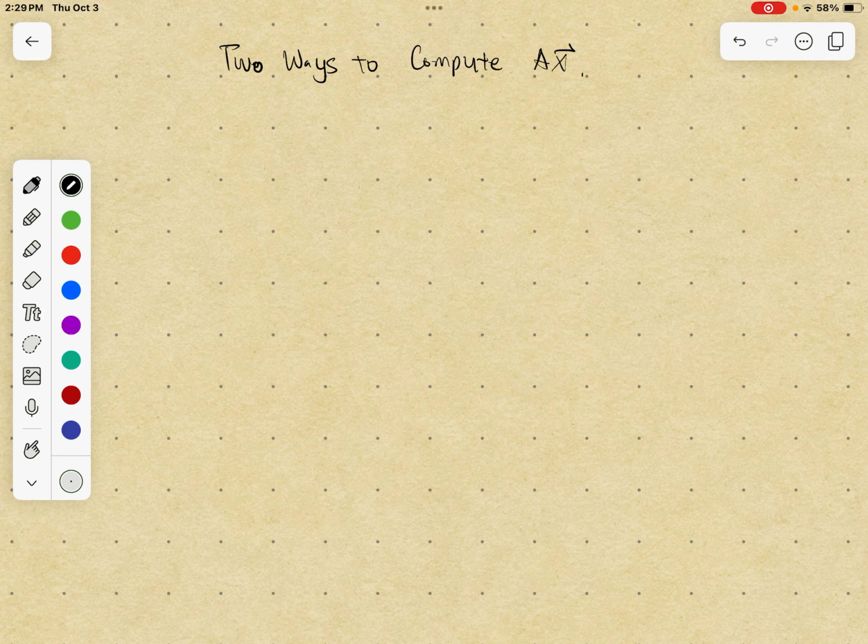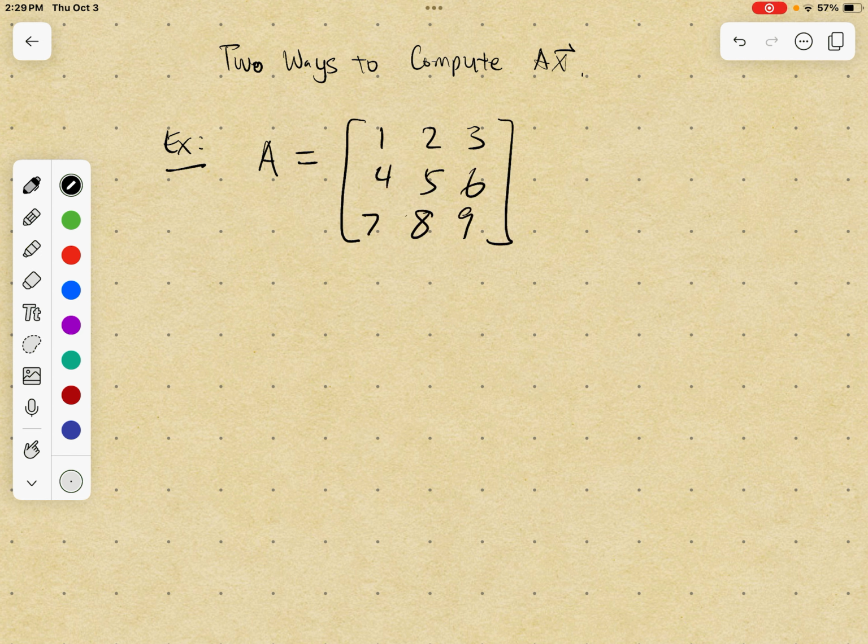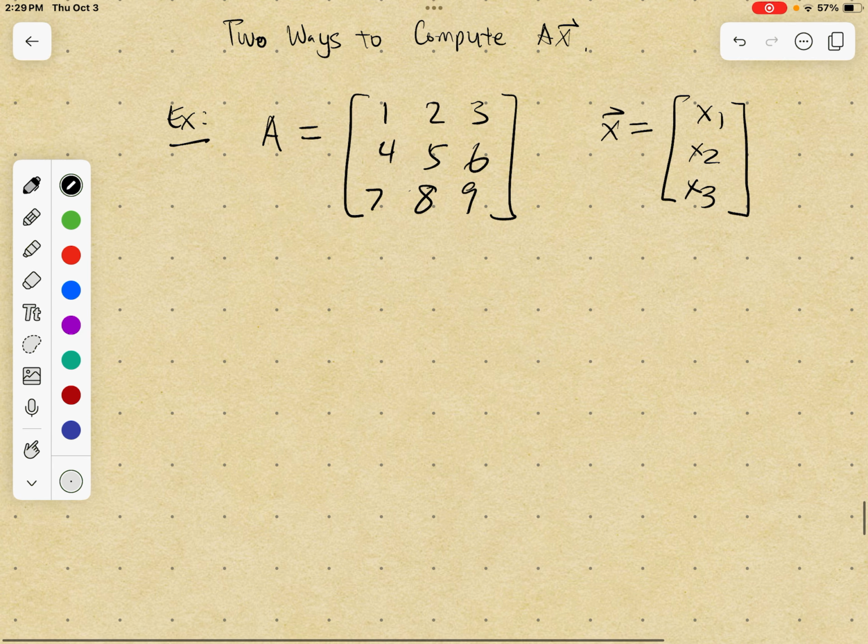In this video, we'll talk about two different ways to calculate the product of a matrix and a vector. So the definition that's often given is, let's just look at an example. Let's say that A is this matrix 1, 2, 3, 4, 5, 6, 7, 8, 9. And then let's say that X is this vector x1, x2, x3. Okay, so X is just some random vector.